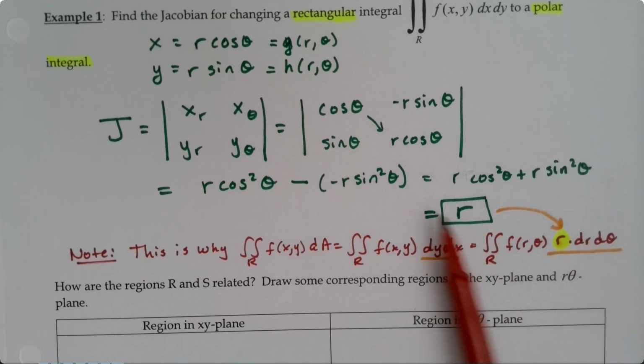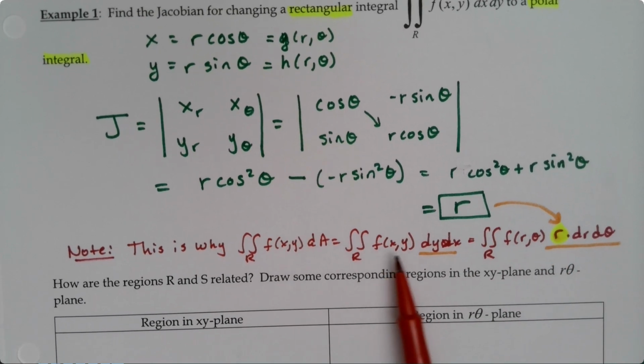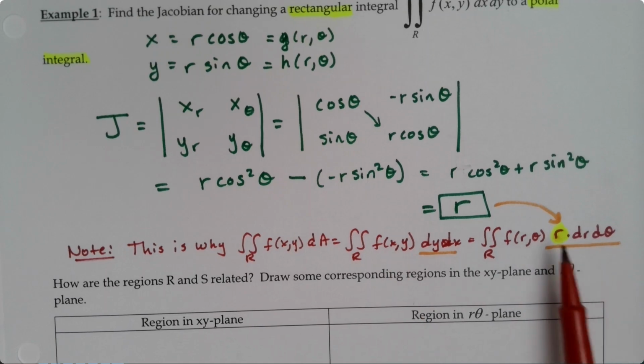The Jacobian has this r in it, and therefore when we transform our variables from x and y to r and theta, we have to have an r put in there for good measure. So that's a second proof that we have seen for why r is in there.